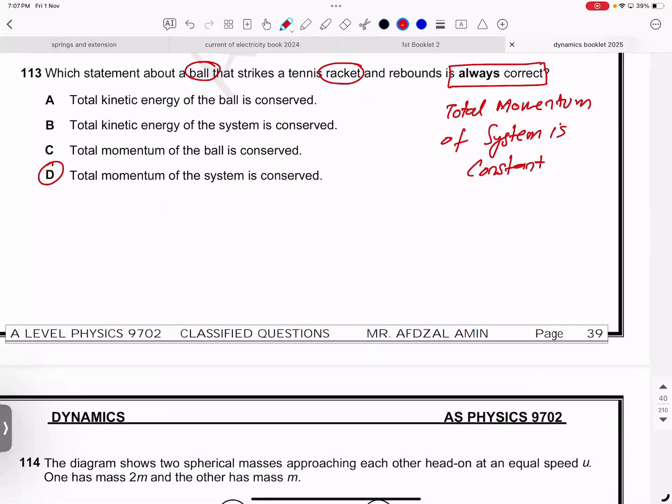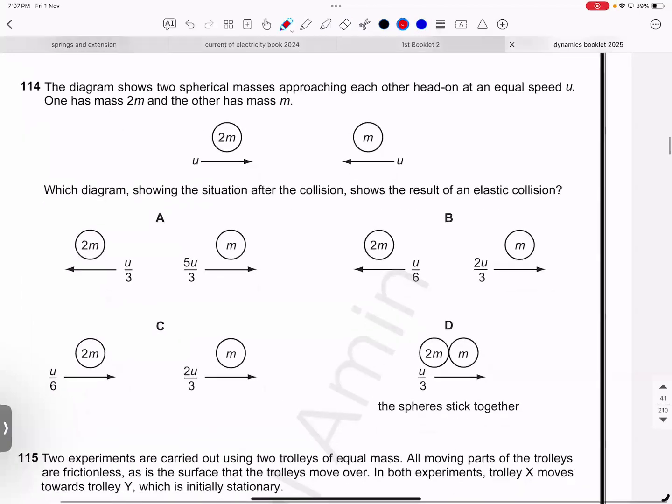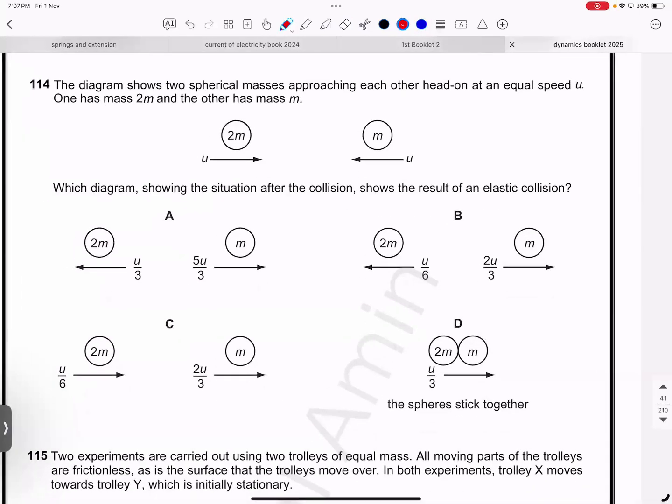Yeah, this question we can just solve within the twinkle of an eye. This question is one of the best questions so far we are solving. The diagram shows two spherical masses approaching each other head-on at an equal speed u. One of them has mass 2m and the other has mass m. In which diagram showing the situation after the collision is the result of an elastic collision?